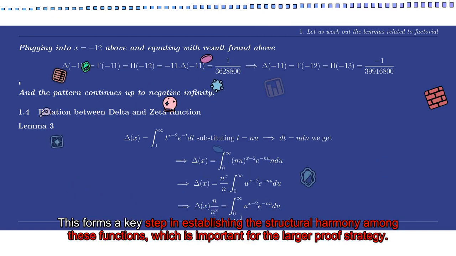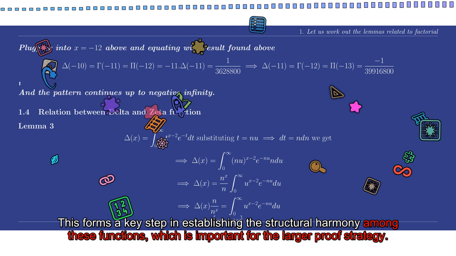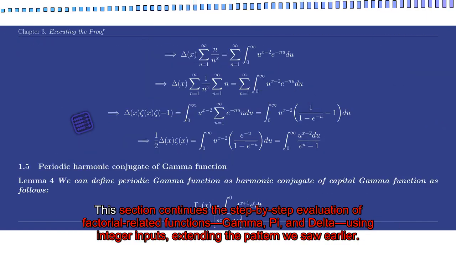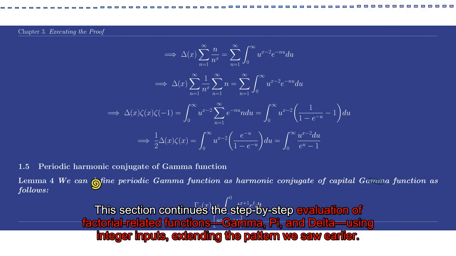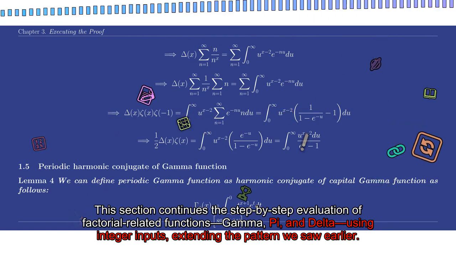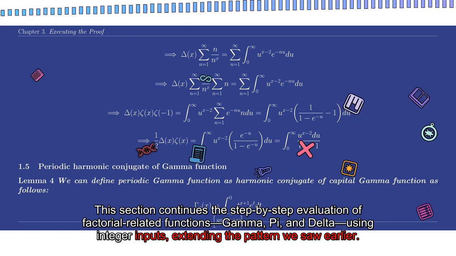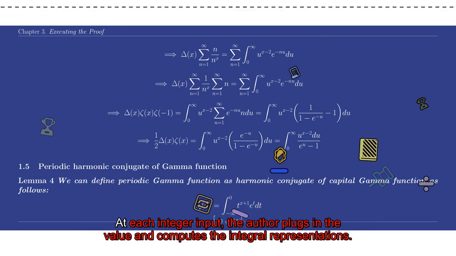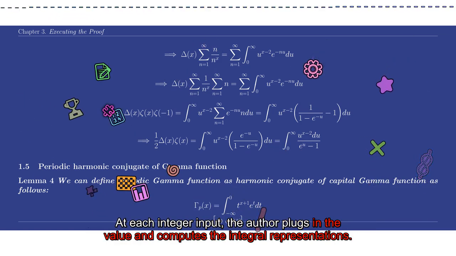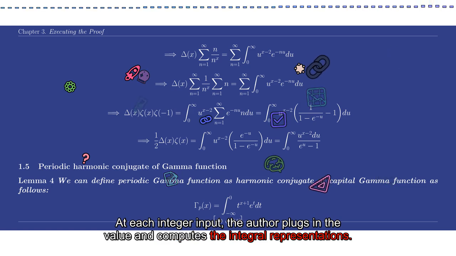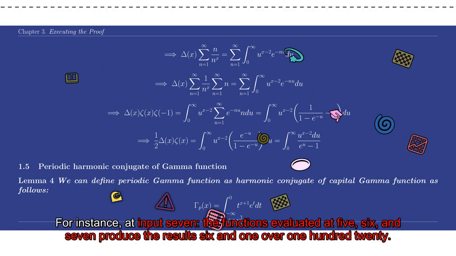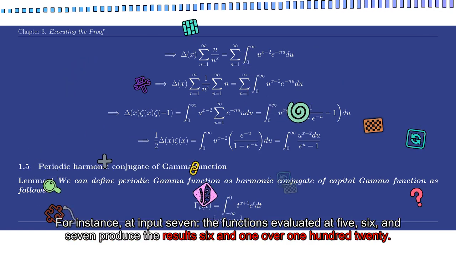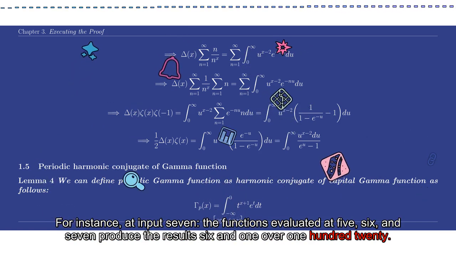This forms a key step in establishing the structural harmony among these functions, which is important for the larger proof strategy. This section continues the step-by-step evaluation of factorial-related functions gamma, pi, and delta using integer inputs, extending the pattern we saw earlier. At each integer input, the author plugs in the value and computes the integral representations. For instance, at input 7, the functions evaluated at 5, 6, and 7 produce the results 6 and 1/120.